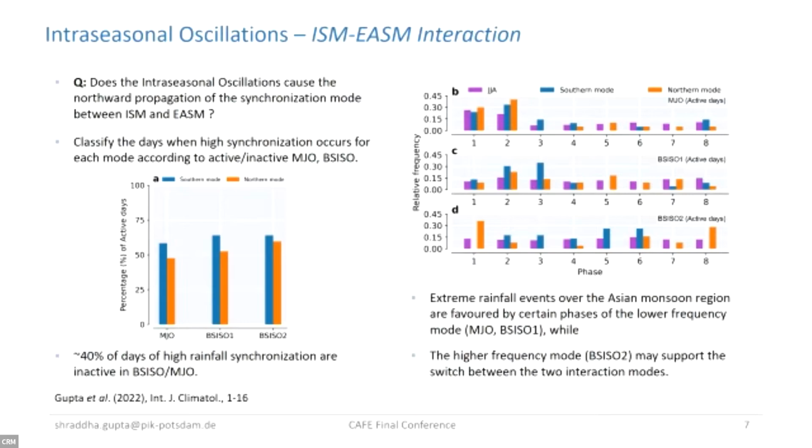they favor the extreme rainfall events over the Asian monsoon region. For example, phases 1 and 2 for the MJO favor both the northern and the southern mode, as well as the overall extreme rainfall events in June, July, August.